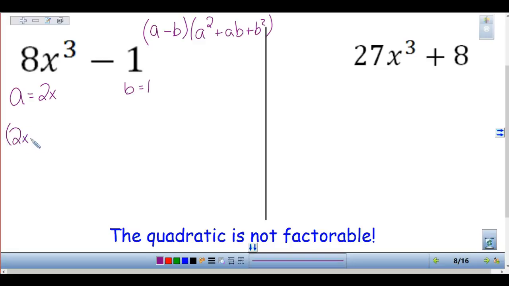2x minus 1. And then we are going to have 4x squared, because remember we are squaring the 2x. So both parts, and you guys did great on the quiz when you had to do that before. Then we multiply those together, so we get another 2x times 1, which is 2x, and 1 squared is 1. So that is what we are going to get when we factor as we go through today.